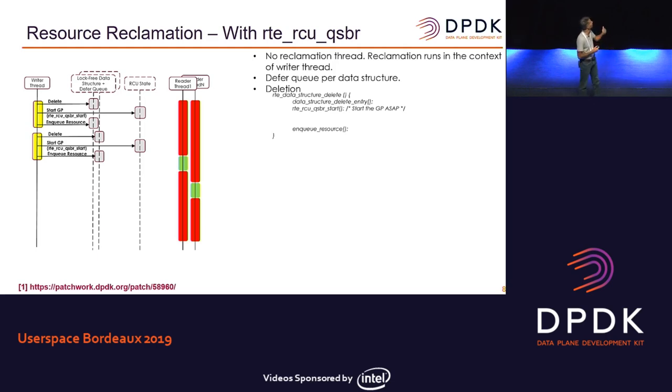Coming to deletion, the deletion API would look something like this. You would delete an entry in the data structure, issue an RCU start call, and then enqueue the resource to the per-thread data structure. The readers, whenever they hit a quiescent state, are going to report back the status onto the RCU state. Now, how does the reclamation look? If we give enough time between the delete and the reclamation process, we don't have to wait for the readers to report their quiescent state status. They would have already reported.